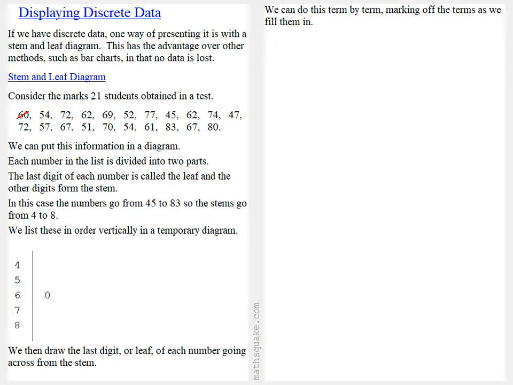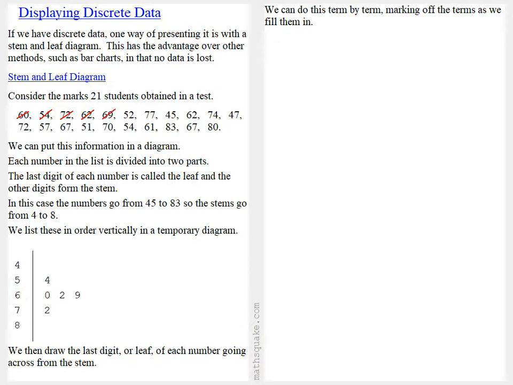Now let's cross out the 60 and look at the next number, that's 54. So beside the 5 we write a 4. And then the next number is 72. So beside the 7 we write a 2. Then we have 62. So beside the 6, after the 0 we write a 2. We then have 69, so in the row 6 we write a 9.